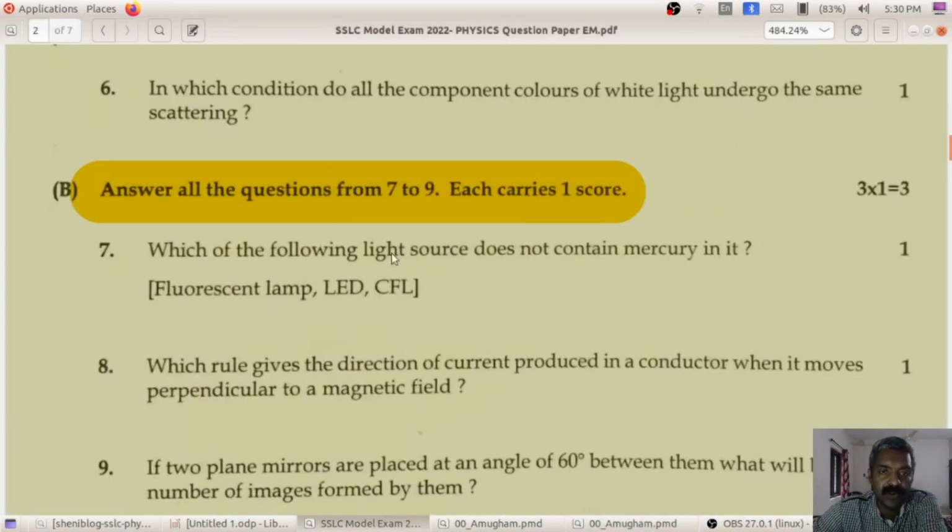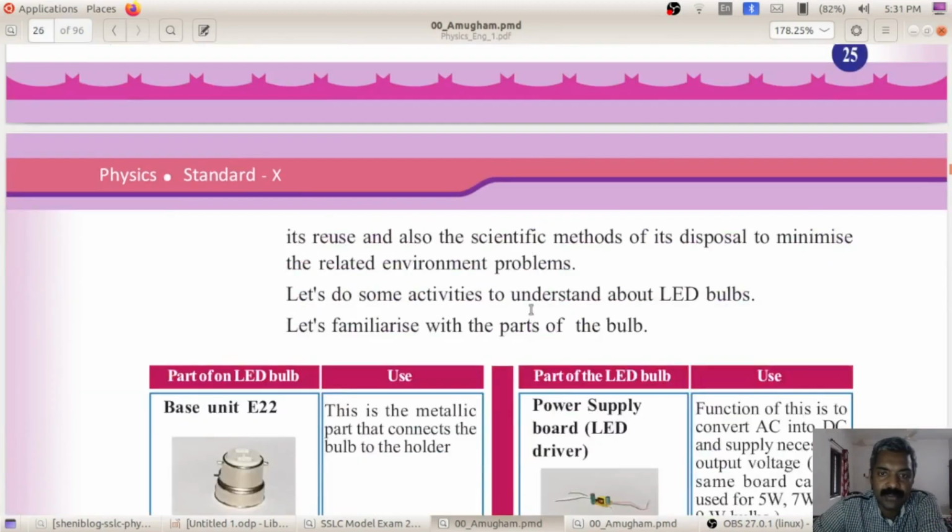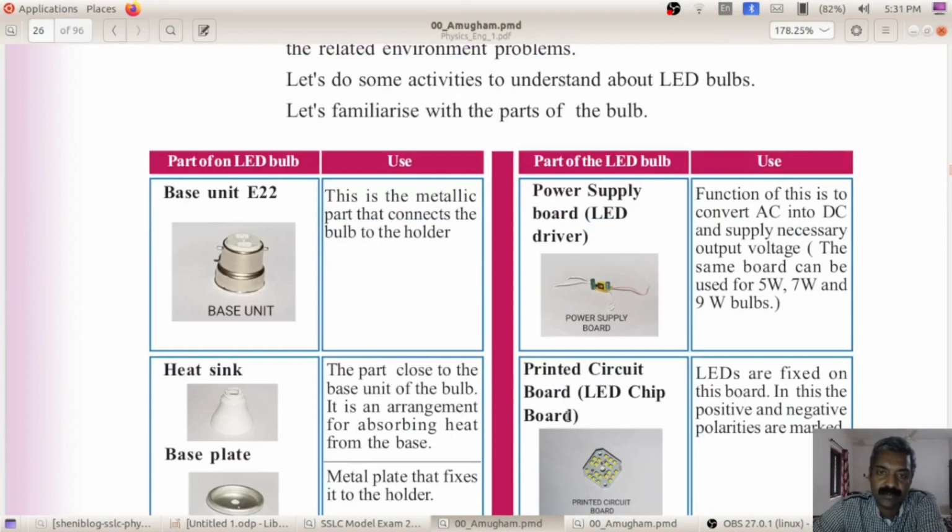Okay, which of the following light source does not contain mercury in it? Fluorescent lamp and CFL lamp contains mercury vapors in order to give white light. In LED bulb, printed circuit board is there, so no mercury vapor is inside this LED lamp.